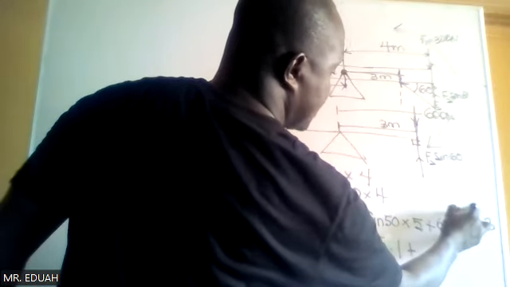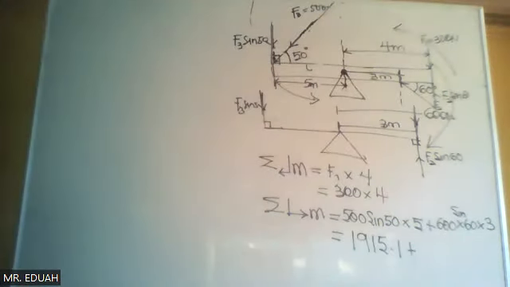plus, oh, I omitted a sign, sine 60. And sine 60 is root 3 on 2, or 0.866. So sine 60, let somebody work it out too. Sine 60 times 1800, and that is 1,558.8. Correct?